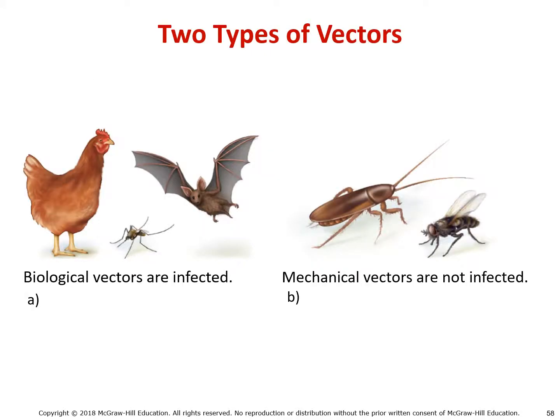So here are illustrations of biological vectors. Again, chickens actively allow for the growth of salmonella inside of them, and as a result, they're a common source of salmonella. Another good example of a mechanical vector would be something like a cockroach. The cockroach will get into areas and pick up pathogens, but it's not actively trying to support the growth of the pathogen. Instead, it'll just carry it from one area to another.